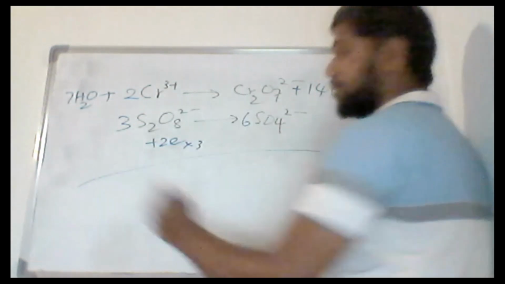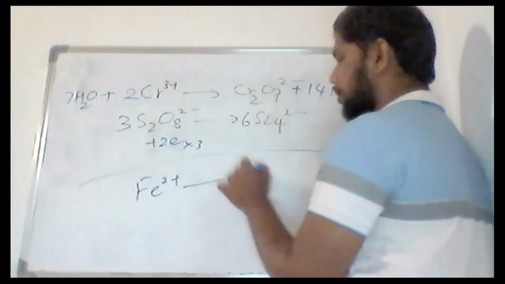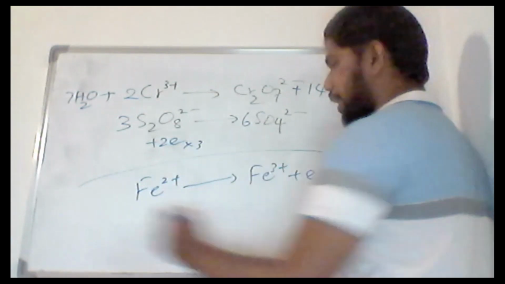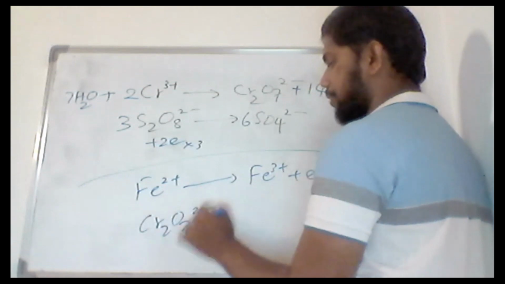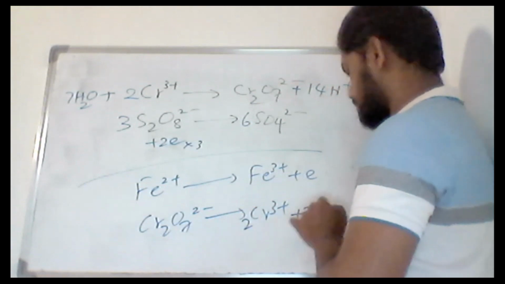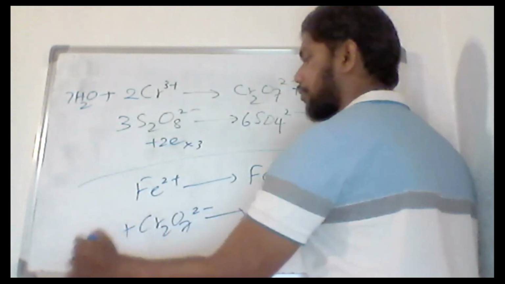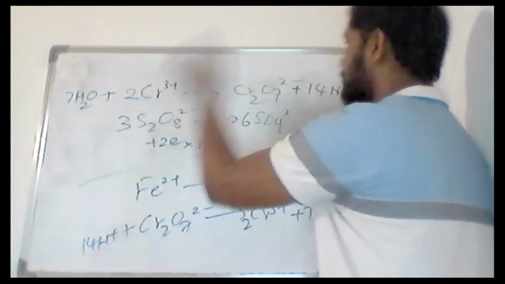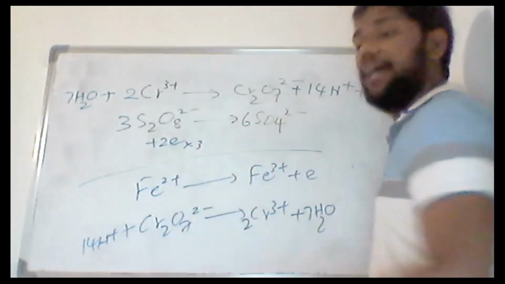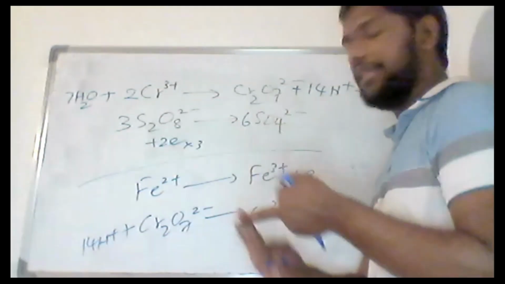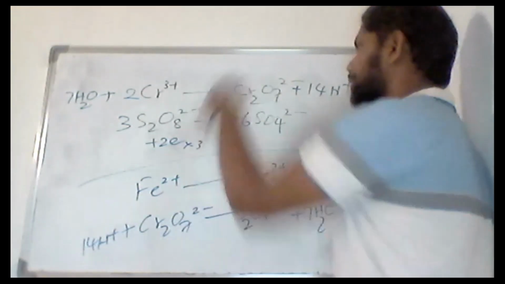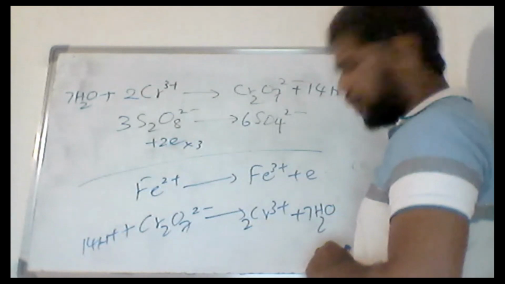The other reaction is if you have Fe2+, it will go to Fe3+ plus an electron. This is the oxidation. And the reduction is Cr2O7 2- going to chromium 3+. So again, 2 chromium, 7 H2O, 14 H+, the same thing in reverse. You need to understand, right? That is why they have given the initial amount and the unreacted, because based on the difference, you can combine these 2 equations.